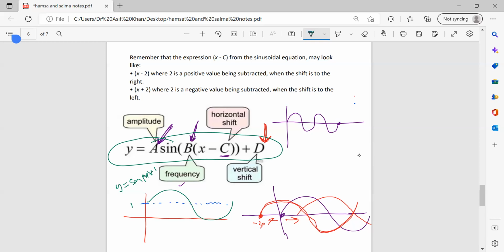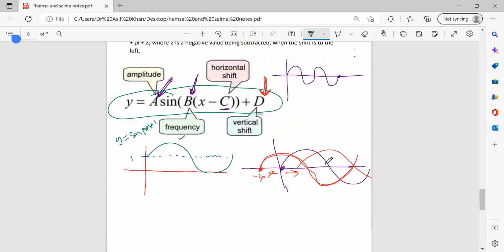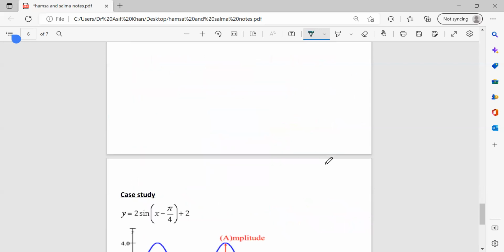Here is one question I am going to share with you as a case study. Here we have one equation from an exam question I took. I don't know from which year it was. y is equal to 2 sin(x minus pi by 4) plus 2. Try to draw this one, but you have to draw it on a full piece of graph paper, a complete graph paper, right? This first value, this 2, means what? Yes, Salma, what will this 2 represent?